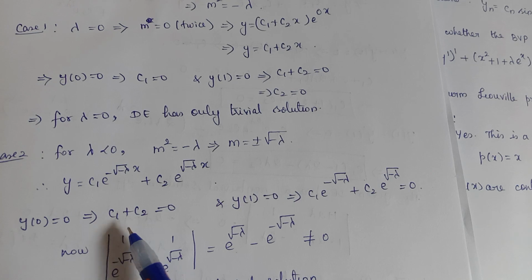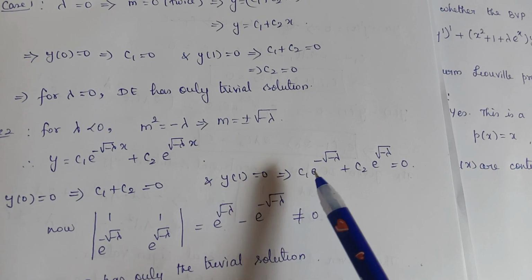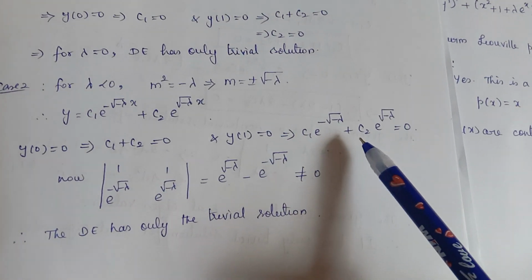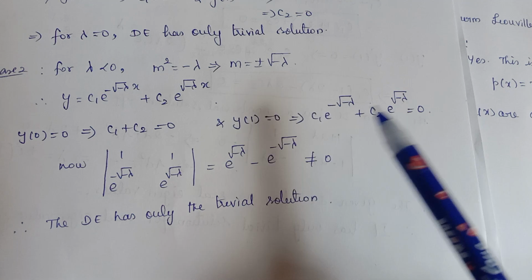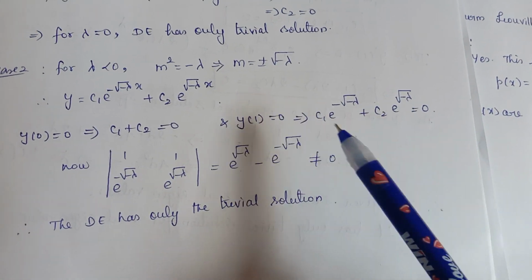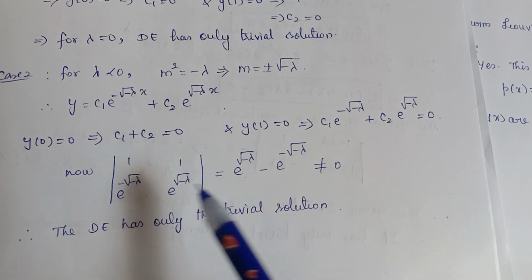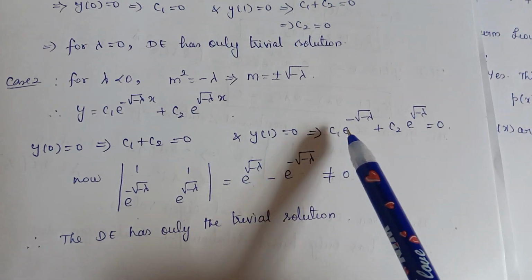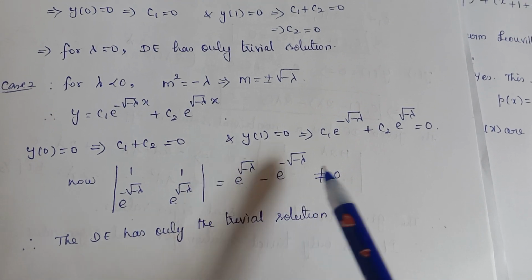Now y of 0 equal to 0 implies c1 plus c2 equal to 0, and y of 1 equal to 0 implies c1 e power minus root minus lambda plus c2 e power root minus lambda equal to 0. As in the previous problem, this problem has a non-trivial solution only when the determinant with rows 1, 1 and e power minus root minus lambda, e power root minus lambda equals 0.